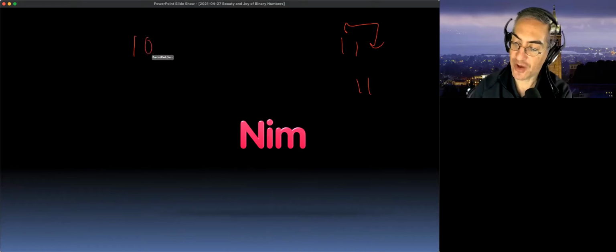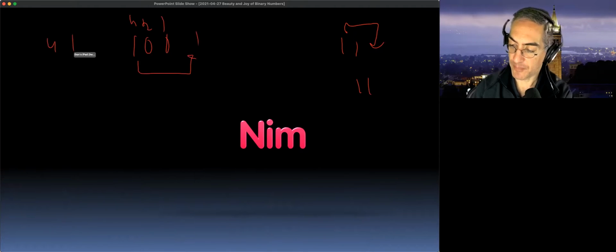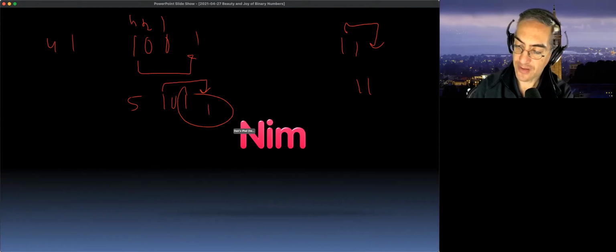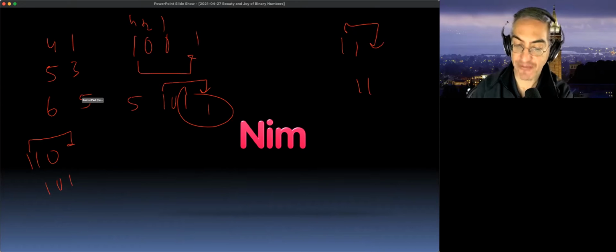I know 4 is 100 because it's 4, 2, 1. So that means 4 is 1. 5 is 101. Therefore, it's 3, because when this goes this way, it becomes 3. So 5 is 3, and I can do it in my head. 6, which is 110, becomes 101, which is 5. So I can do that in my head for smaller numbers. 7 is 7, because 111 stays the same.